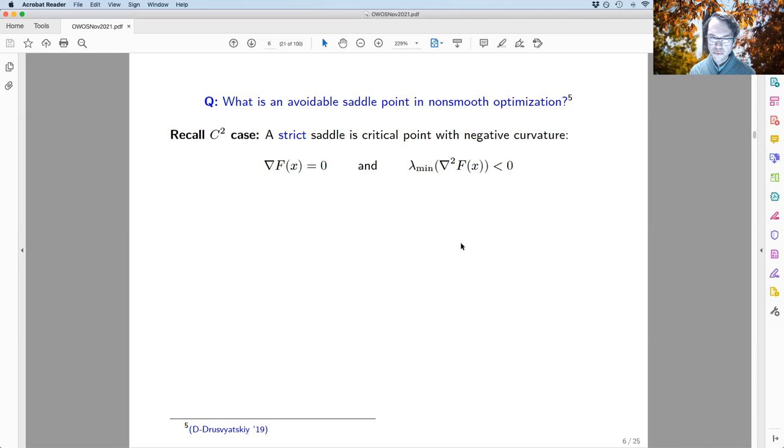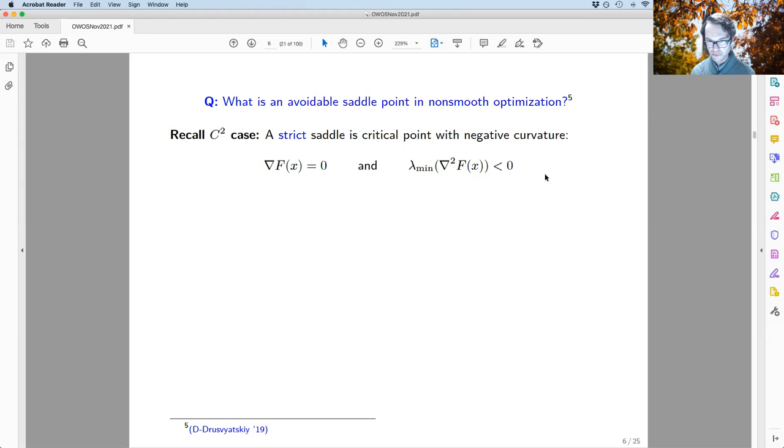Okay, so it has at least one negative eigenvalue. Now, thinking about generalizing this beyond C2 functions, let's say even C1 functions, requires replacing the Hessian with some sort of other object because it may not exist. And so looking at this expression, one thing you might think of is that, well, maybe I can just kind of deal with this directionally.